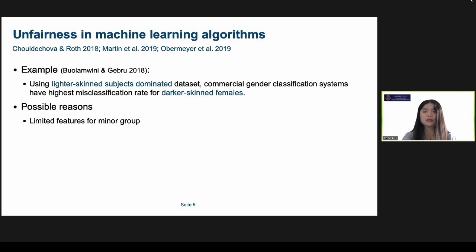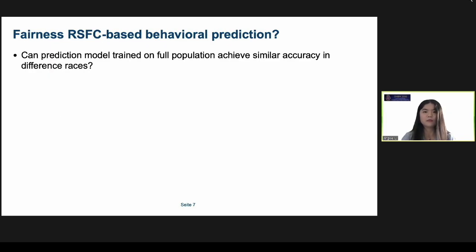There could be many reasons leading to the unfairness of the algorithms. Firstly, it is possible that the model can't learn enough information for the minor group due to the limited sample size. The second reason could be, since the data is dominated by the majority population, the algorithm will put more effort on reducing prediction error of the majority to reach lower values of the cost function. And there can be other reasons as well. Hence, in our research area, it is important to explore the question whether the behavior prediction model trained on the whole population performs equally well in different subpopulations. Here we studied that for different races.